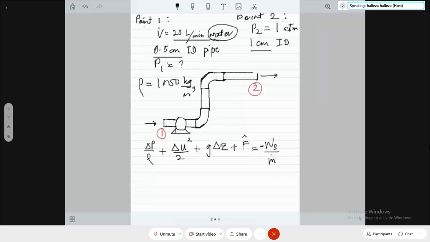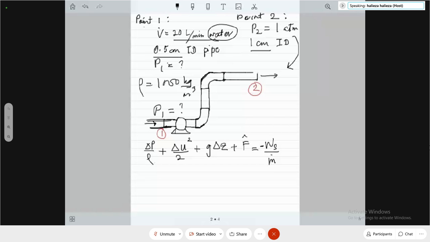Now, point 1 is not really an inlet. It's not open to the surface; I mean, it's not exposed to the environment. Position 2 is exposed to the environment, so the pressure at position 2 is 1 atm. The question is, what is the pressure at point 1?